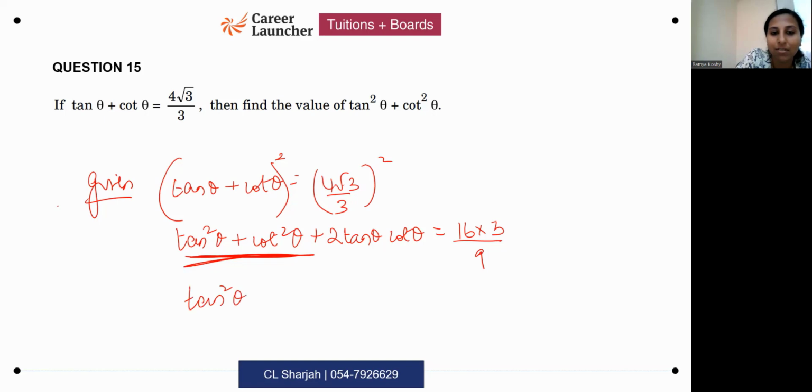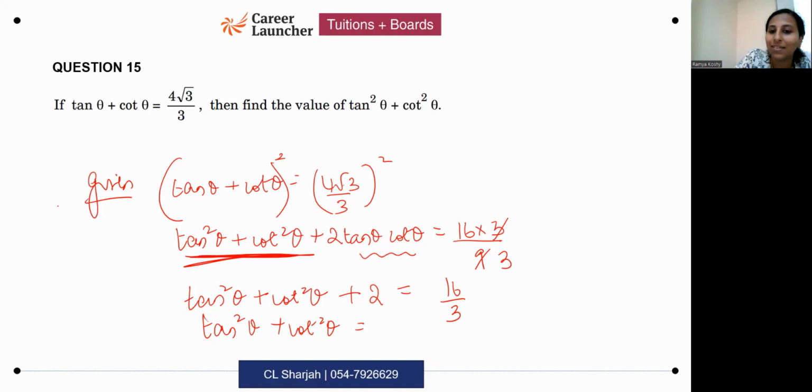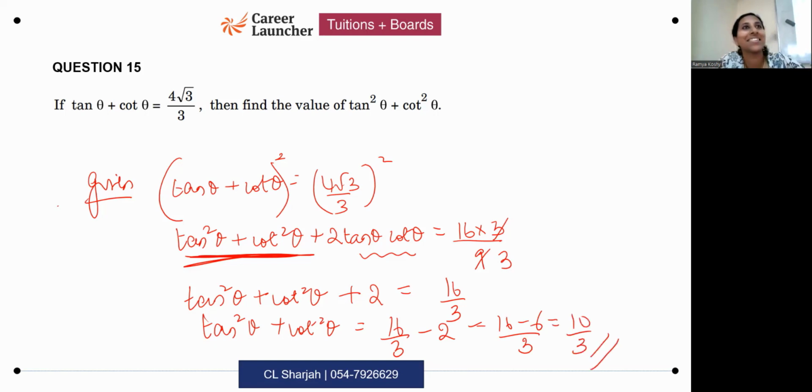So leave that as it is. What is tan theta multiplied by cot theta? 1. So you get plus 2 equals, solve this. So you get 16 by 3. Now, what is tan square theta plus cot square theta then? 16 by 3 minus 2, which is 16 minus 6 by 3. 10 by 3. That's it. Okay?